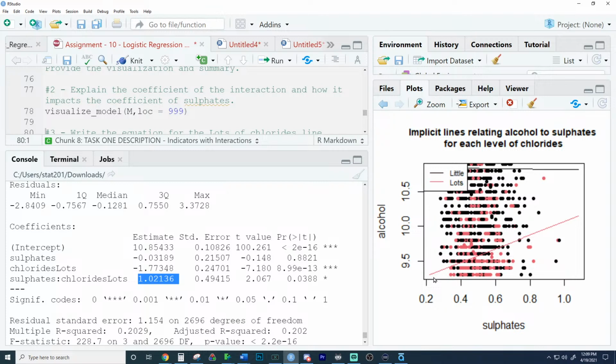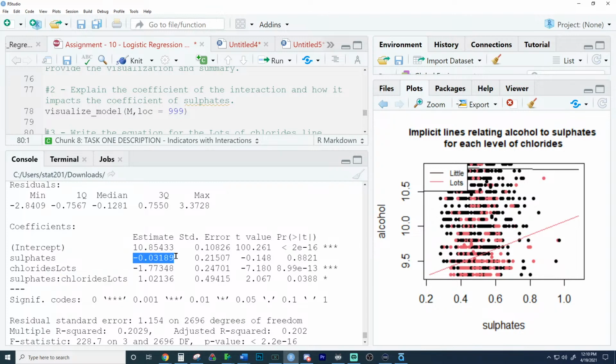Just be careful, because when you look at this line, you should be like, oh, the slope for this line is about what? For chlorides lots, what is it about? Just do a quick guesstimate in your head. What is the slope of this line for chlorides lots? Because you'll put a 1 in here for chlorides lots. Chlorides lots will become like a 1, and then you'll add the like terms. So the slope of the chlorides lots line is what? You can do just a guesstimate.